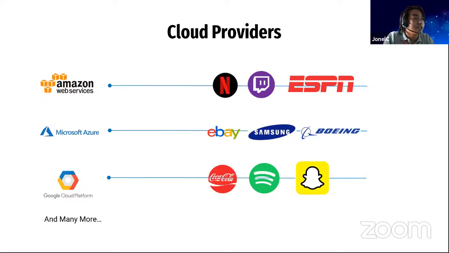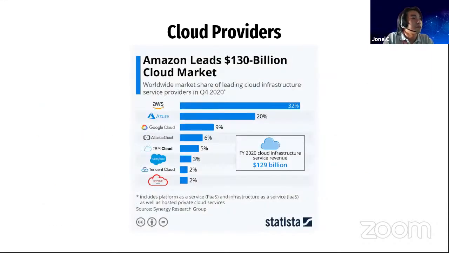So bago pa yung Instagram tsaka Facebook My Day, Snapchat yung una nagpauso niyan. So they're using Google Cloud Platform. And these are just some of the examples of the cloud providers. There are actually many and plenty more. And as you can see here in this particular chart, Amazon talagang nangunguna in the fourth quarter of 2020, followed by Microsoft Azure, and then Google Cloud, and then Alibaba Cloud, IBM Cloud, Salesforce, Tencent, and then Oracle.